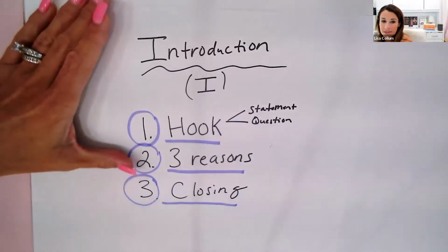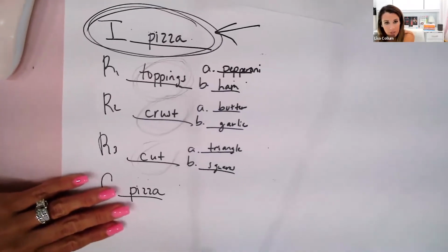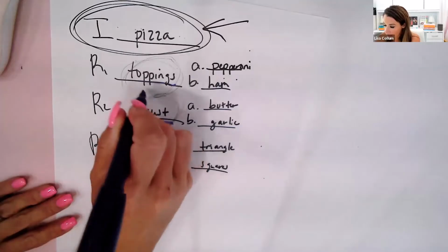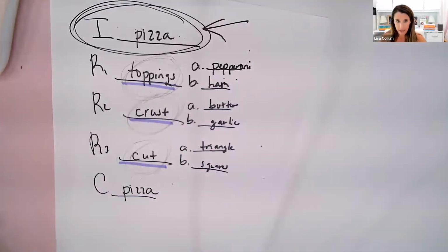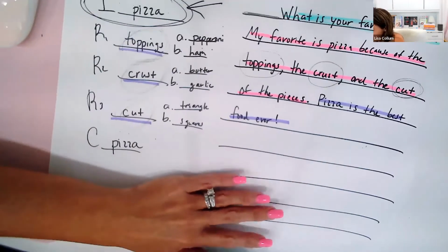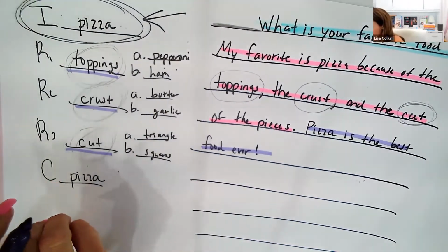So let's look at some of the examples that we did in the last lesson, just to refresh your memory. At one point, we had talked about favorite food, and I picked pizza. Here's the planning that I wrote. I talked about I like pizza because the toppings, the crust, and the different cuts, how you can get like triangle or squares. And when I wrote my introduction paragraph, make sure you can see both of these right here.